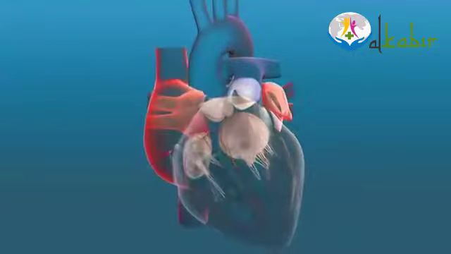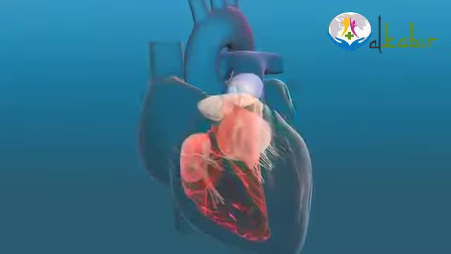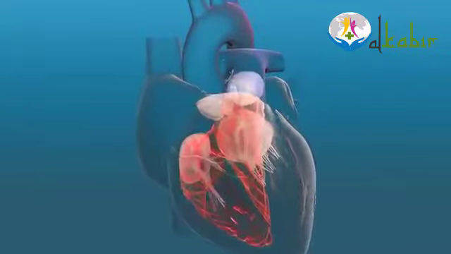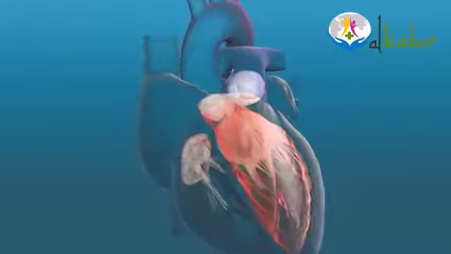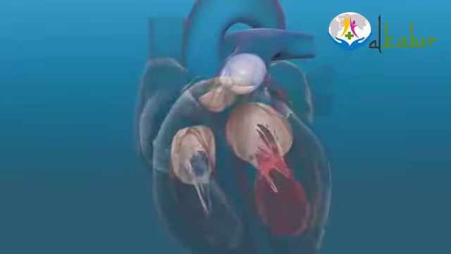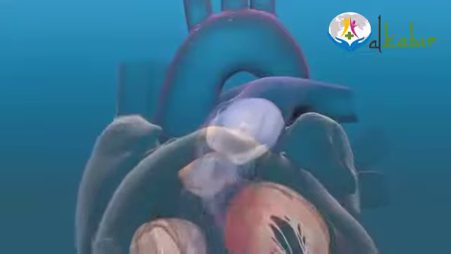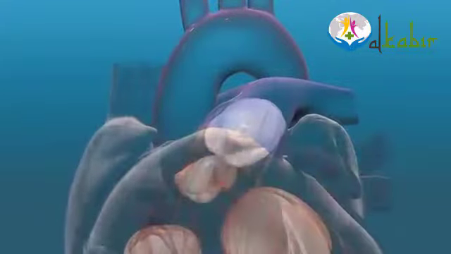The right and left atria connect to their respective ventricles. The right ventricle connects to the pulmonary artery and the left ventricle to the aorta. Valves are located at these connections to ensure that blood moves in only one direction. The parts of a valve that open and close are flaps of tissue called cusps.